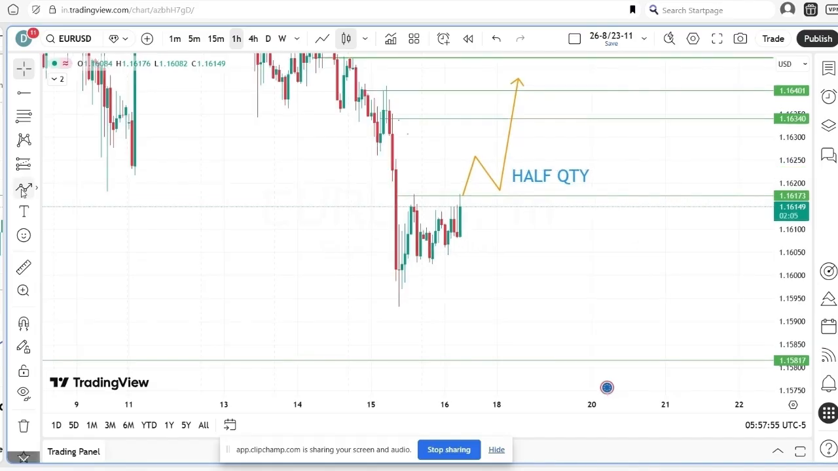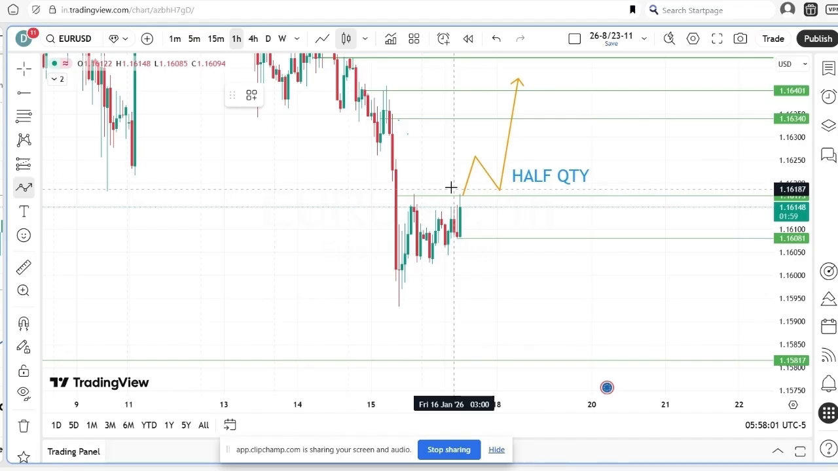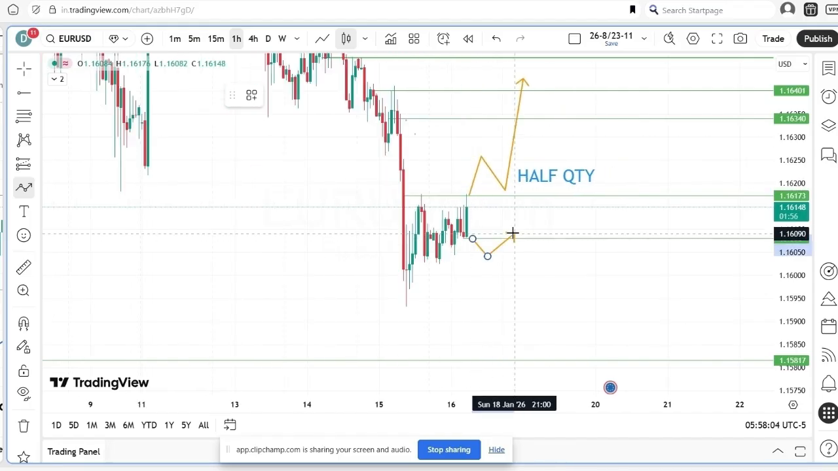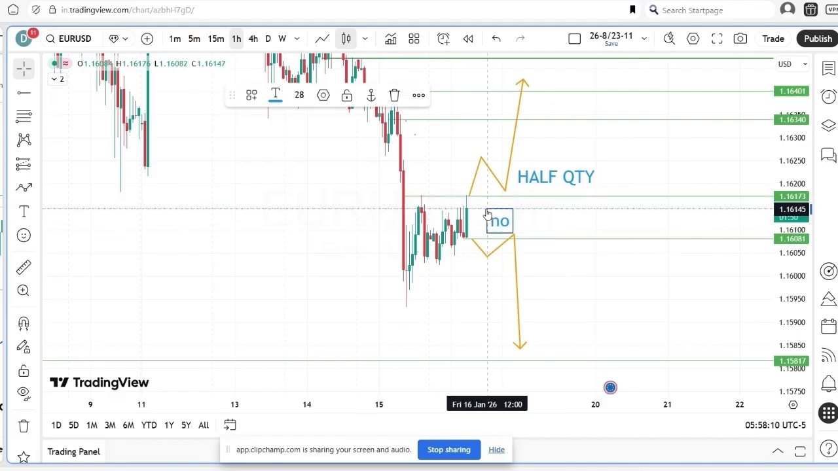Support and resistances have been modified. So below this level only we have to look for shorting opportunities, and above this level in half quantity, because the trend is on the downside. And here we can look for shorting opportunities with this target, and this will be a no trade zone. Reason being, it is a volatile area and it may cause confusion.